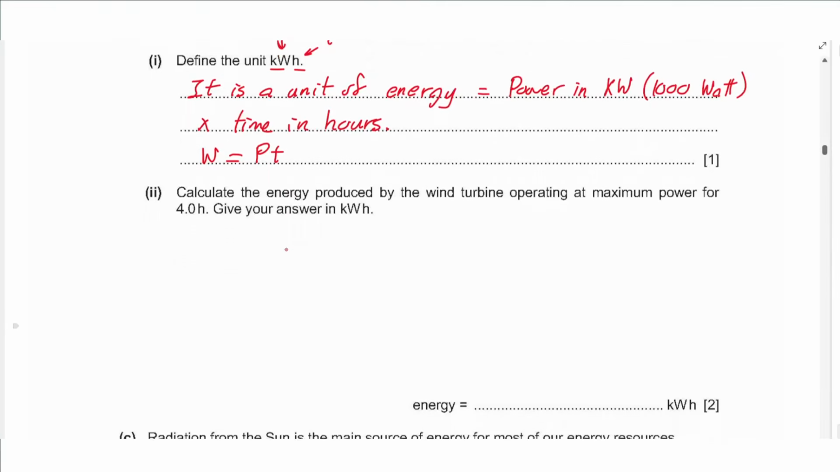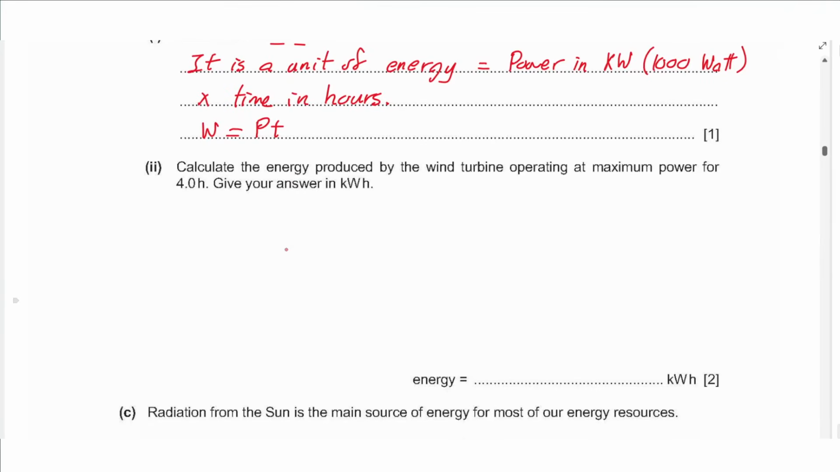Question B double I says calculate the energy produced by the wind turbine operating at maximum power for 4 hours. So we have power and we have time and we multiply them, but it requires the answer in kilowatt hours, and we have the power in megawatts. To convert from megawatts to kilowatts, we have 10 to the power of 6, and we want to go to 10 to the power of 3. So that's times 10 to the power of 6 minus 3, which is 10 to the power of 3.